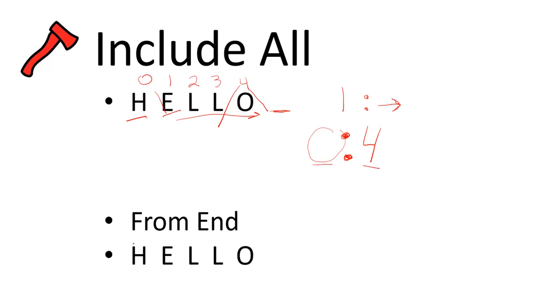So starting from the end. So if you remember, -1, -2, -3, -4, and -5. Let's say we wanted to grab all of this. So we need to tell it where to start. So -5. Where to stop, but don't include. So -2.